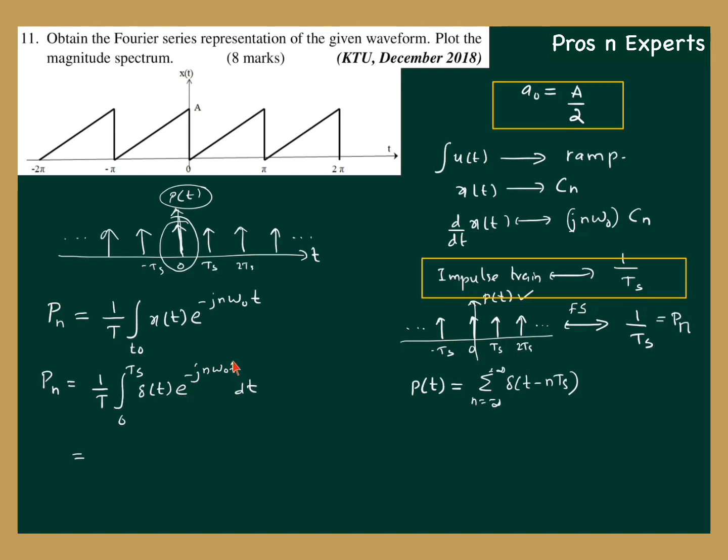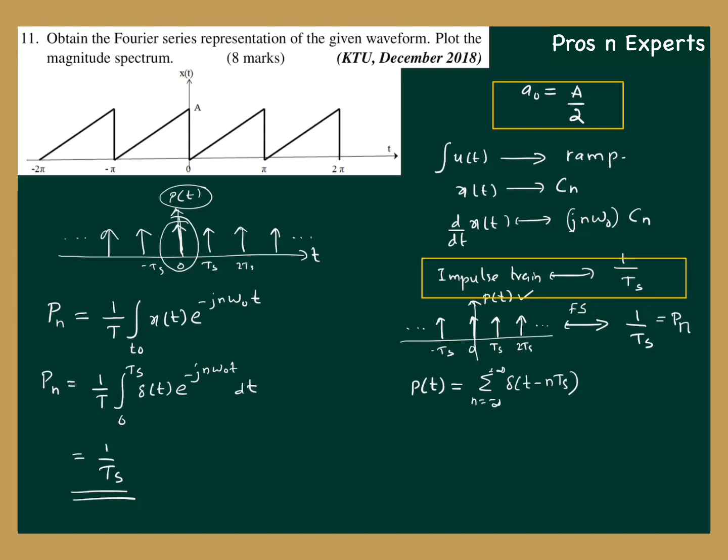You put t equal to 0 here. So e raised to minus j n omega 0 into 0 will give you e raised to 0, which is 1. So the integral is del of t into 1. What is the area under an impulse signal? That is also 1. So you end up at 1 by Ts. Very simple, that's what I've already told you. 1 by Ts is the Fourier series of the impulse train.